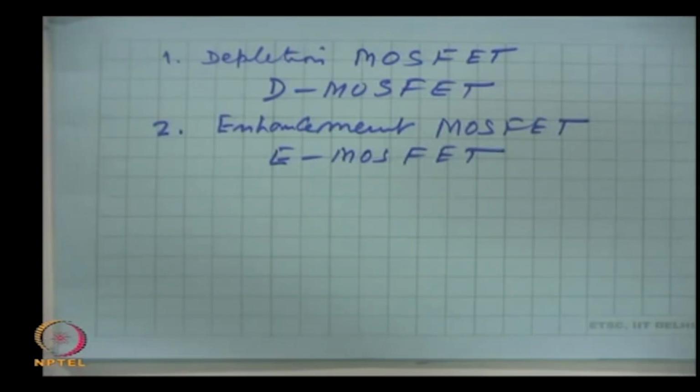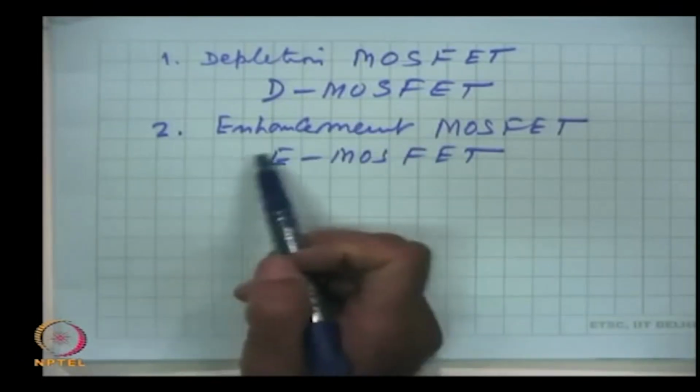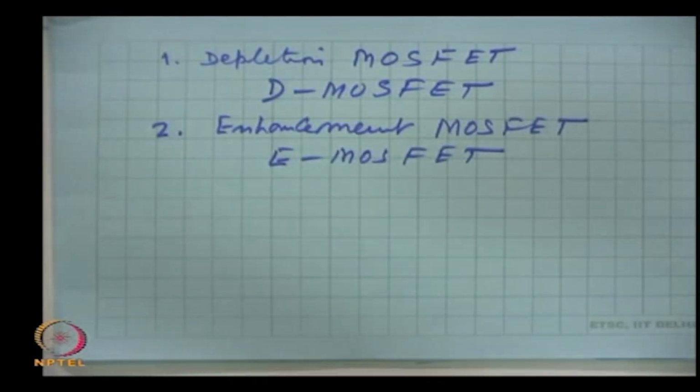There is an insulating layer which separates the gate from the semiconductor. I will give you the construction, but there are two possibilities. One is the depletion MOSFET, that is D MOSFET, and the other is the enhancement MOSFET, that is E MOSFET. Both are very widely used, and first we take the depletion MOSFET.